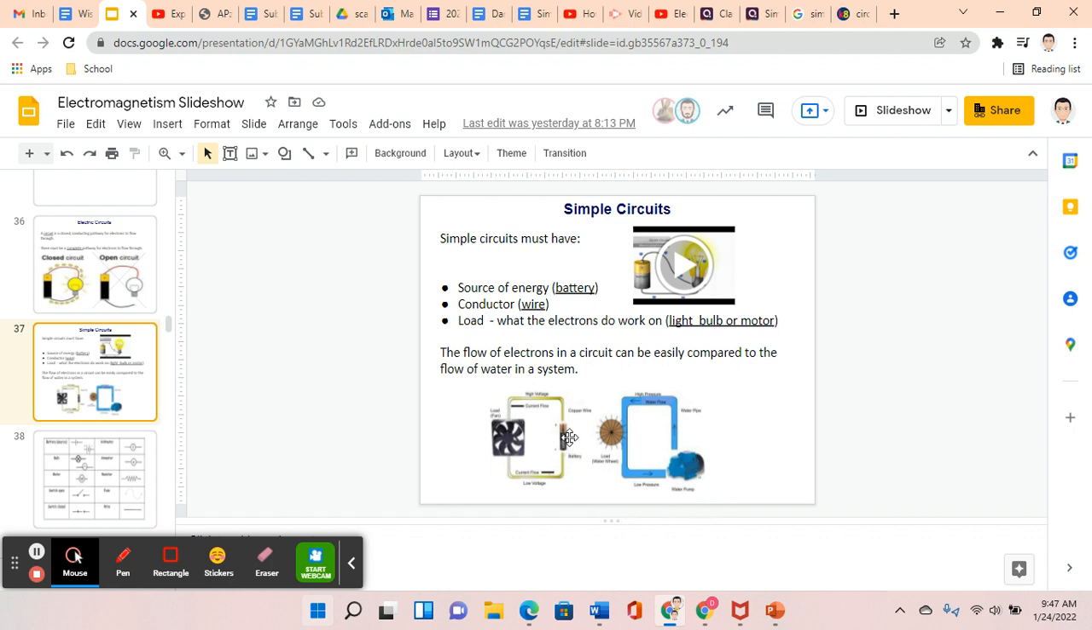Okay, the same thing is true where the pump gives the water pressure. Well, in this case, the battery is giving the electricity or the electrons pressure or a push, and it's pushing those. And you see the areas of high voltage and low voltage. Voltage is the pushing of electrons, which is causing this fan to spin.